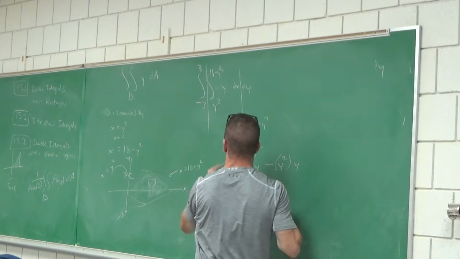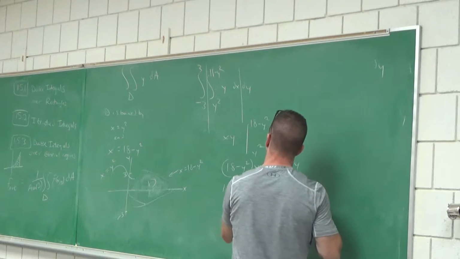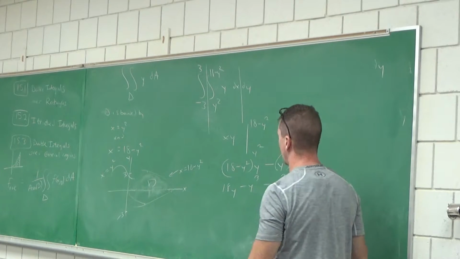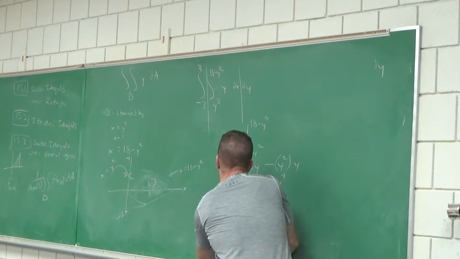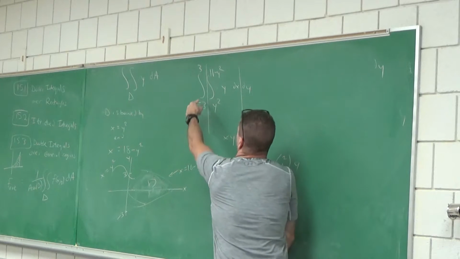And I'll carry this down. What is all that? 18y minus y cubed, minus y cubed, or 18y minus 2y cubed. And what's my limits? I carry down.